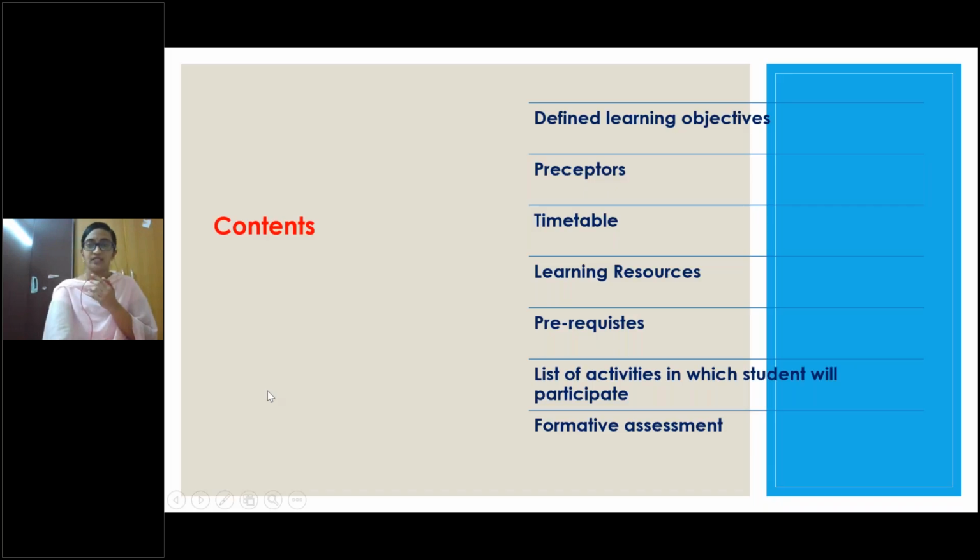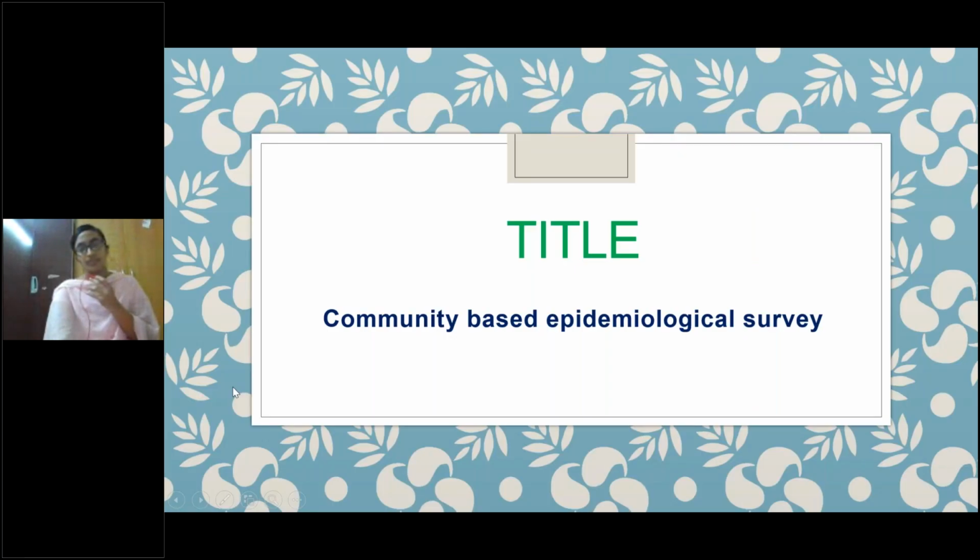So I have taken these points from the elective module of CBME. When we are going to prepare our elective, these are the things we need to keep in our mind to prepare about a particular topic: objectives and timetable, learning resources, list of the activities, and also formative assessment. And I have taken community-based epidemiological survey for writing the concept note of the elective.